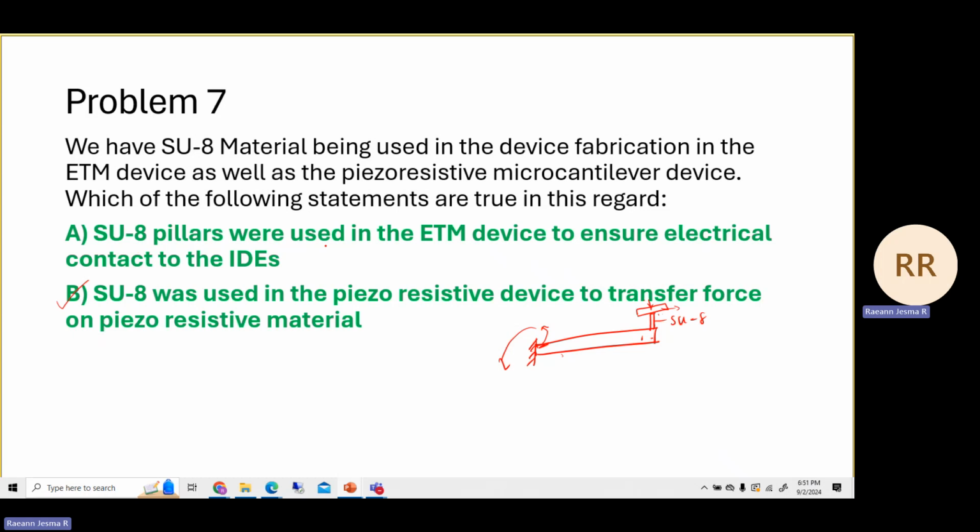Then in the case of option E, you would have also seen that in the case of SU8 pillars, there was a process where we had to do gold coating over the SU8 pillars to make them conductive. So SU8 pillars are also used in order to ensure electrical contact with the IDEs. So this is also correct. So for problem 7, both the statements are correct. Option A and option B are correct.